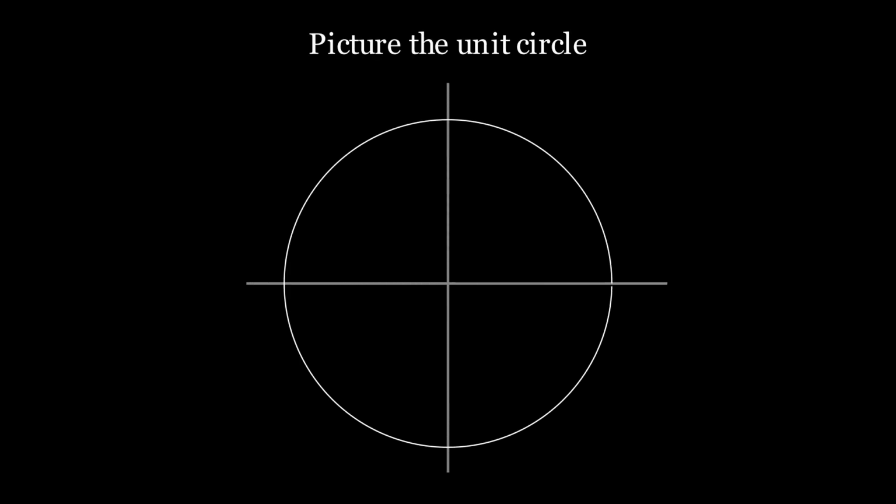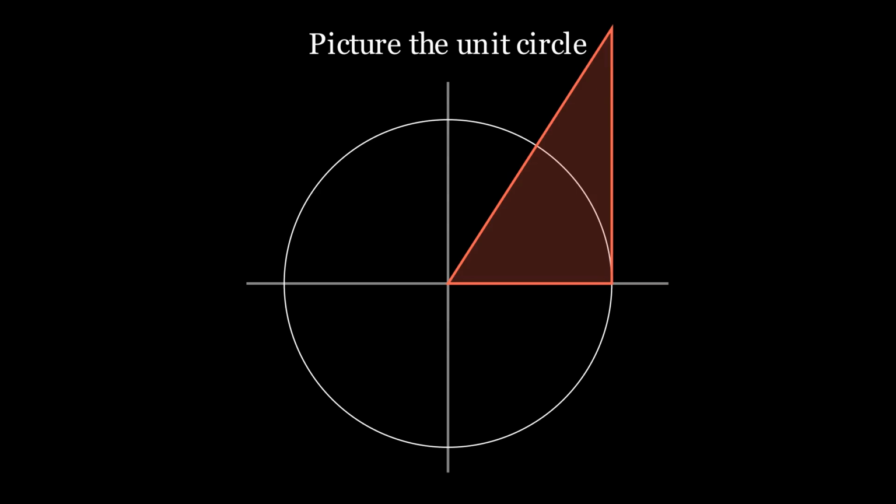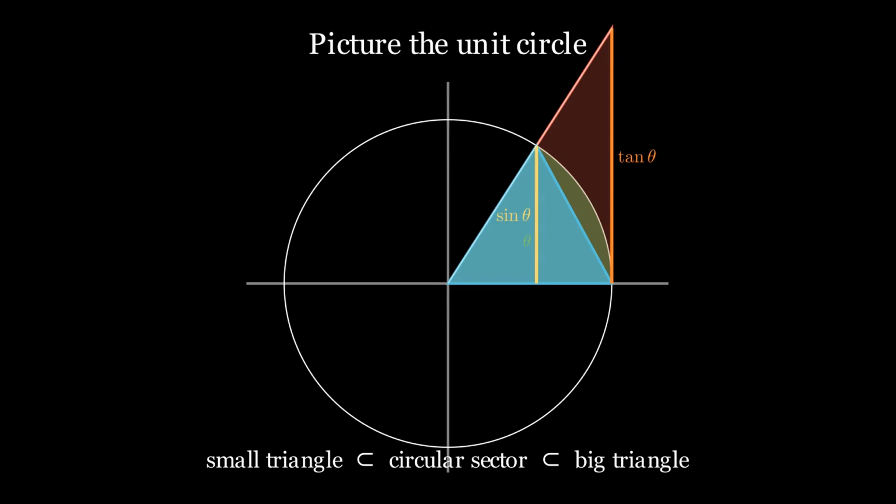Forget the zoomed-in picture for a moment and look at the full circle of radius 1. Pick a small angle theta. That gives us three shapes stacked inside each other: a small triangle, a circular sector, and a bigger triangle. The small triangle has two sides of length 1 and an angle theta between them, so its area is 1/2 sine theta. The sector, that pie slice shape, has area 1/2 theta, because that's just the fraction of the circle's total area cut out by the angle.